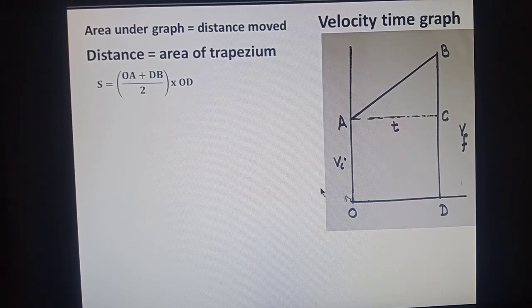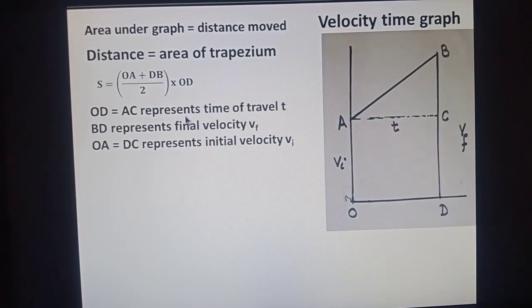OA is the length of one of the two sides which are parallel to each other, and this is the length of the shorter side. DB is the length of the longer side, and OD is the length of the third side, which is also known as the shorter side. So (OA + DB)/2 multiplied by OD.